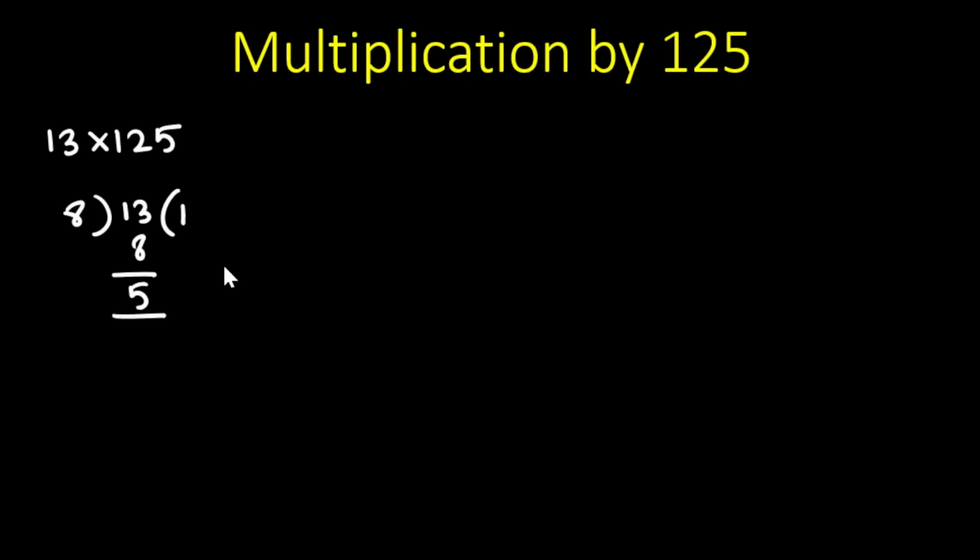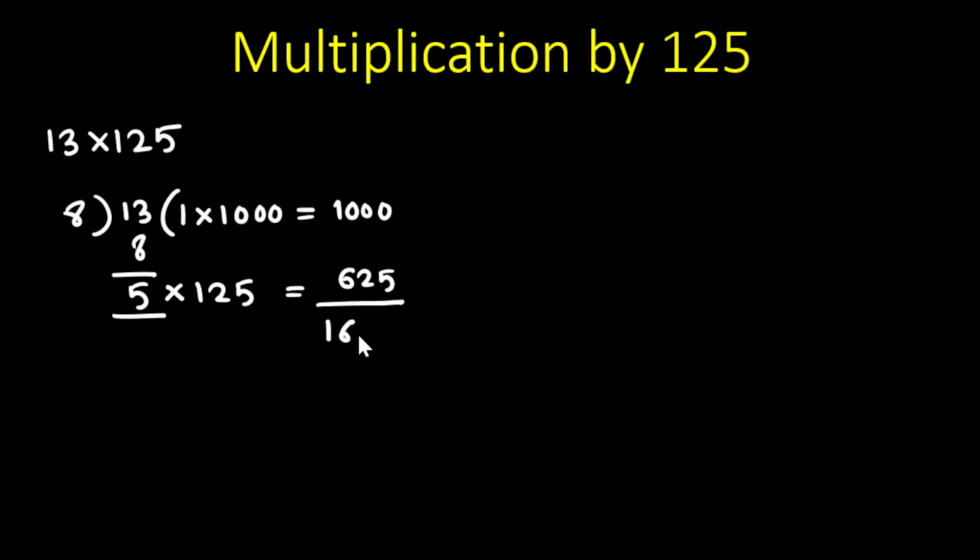So in this method, the trick is going to be quotient number of thousands. So we multiply the quotient by 1000 and the remainder number of 125. Remainder we multiply by 125. 1 into 1000 we get 1000. 5 into 125 we get 625. By adding we get 1625. This is the answer.